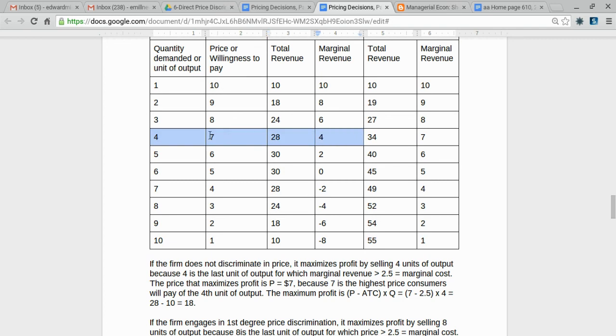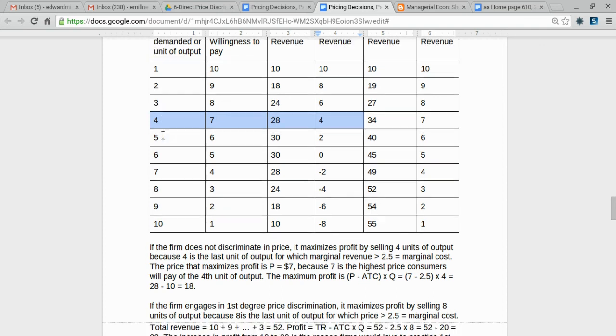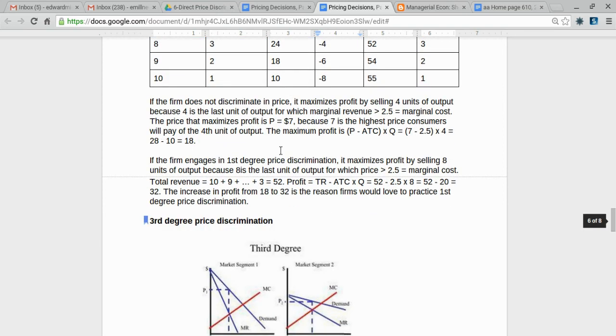The highest price people are willing to pay at that level of output is 7. So 4 is the profit maximizing level of output. And we do some math to find the profit. Price minus average cost times output gives me a profit of $18.